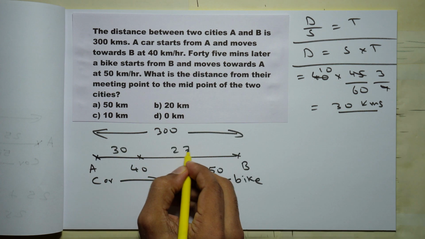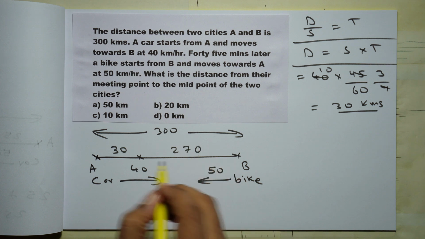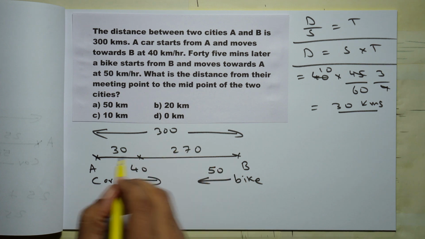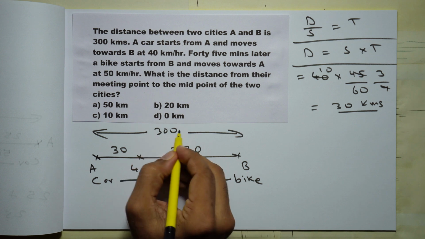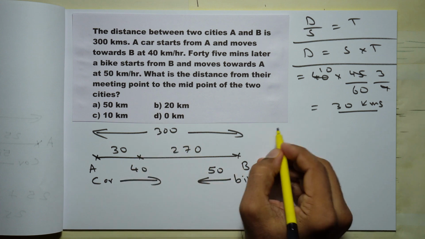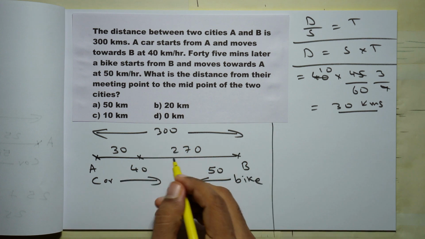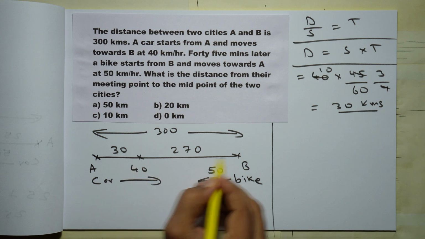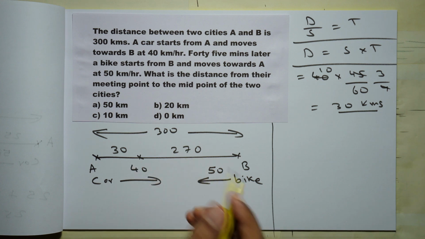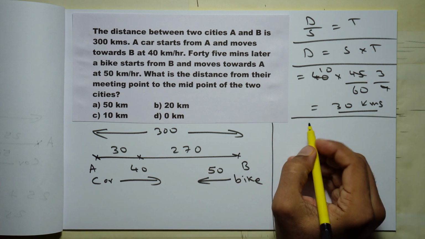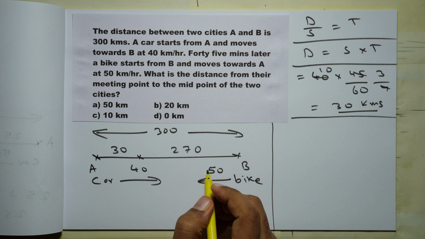So remaining distance has to be 270 because it has to add up to 300. 30 plus 270 is 300, so remaining distance is 270. Now the distance between the car and the bike is 270 and they are moving towards each other. So first of all let us calculate the time required for them to meet.